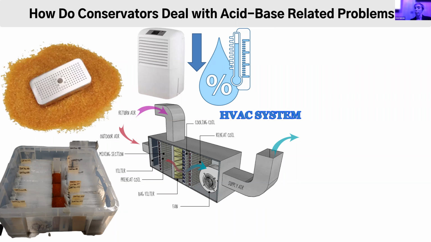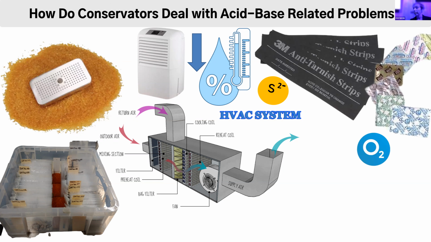This can be making microenvironments. This can be including desiccants like silica gel in cases. And this can be also for the use of dehumidifiers or really fancy HVAC systems that air condition the air, sometimes even in the cases directly. We'll also add in what are called scavengers. Tarnish strips, oxygen scavengers. These are things that either remove airborne atmospheric pollutants like sulfurs or oxygen from the environment, and also basically eliminate those components that are needed for acid-base reactions to happen.